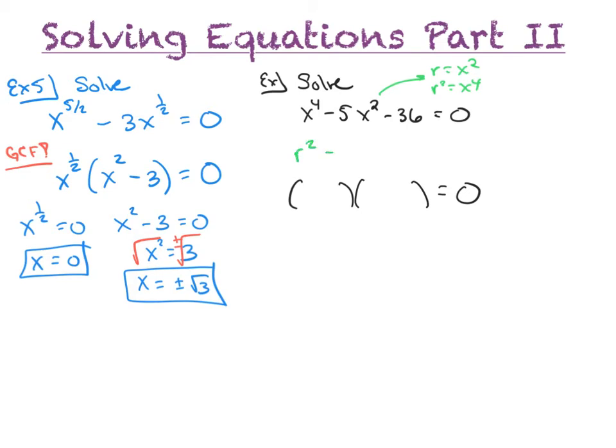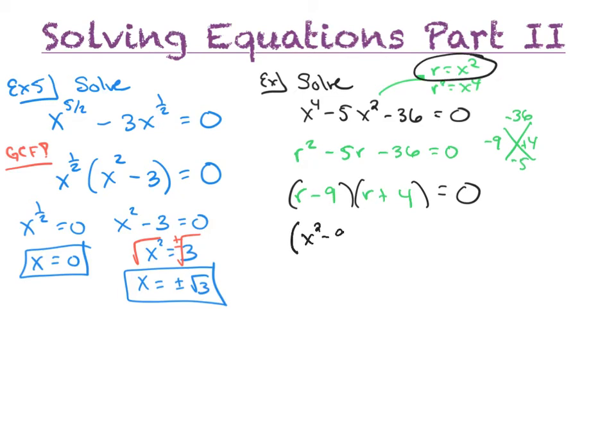r squared minus 5r minus 36 equals 0. And looking for two numbers that multiply to be negative 36 and add to be negative 5, 9 and 4, where the 9 is negative and the 4 is positive, would work great. So we would have r minus 9 and r plus 4. If we did that substitution with the r's like we did in our factoring homework, then we would have to go back at the end and say what r was. r was x squared. So this is x squared minus 9 and x squared plus 4.